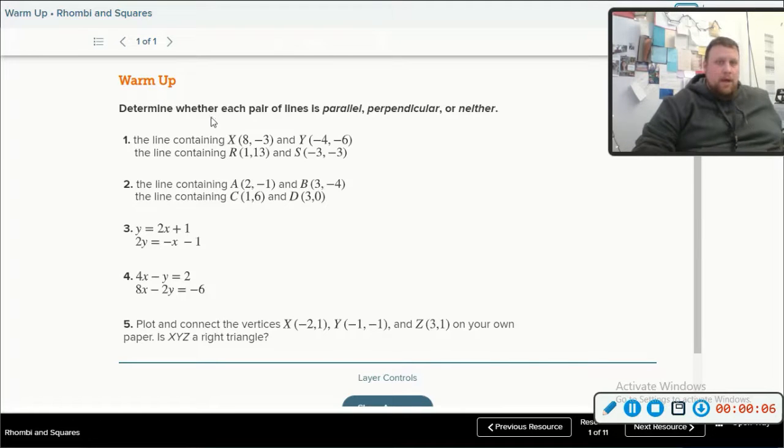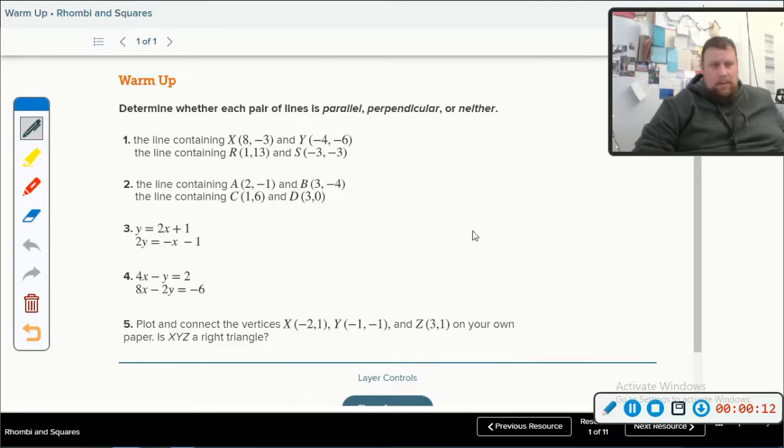Warm up. Determine whether each pair of lines is parallel, perpendicular, or neither. Let me please remind you, you want to write this down for your notes. If they're parallel, so for lines that are parallel, that's what this means. So lines are parallel, two lines. Then what do you know? You know that the slope of the first line is equal to the slope of the second line, okay?